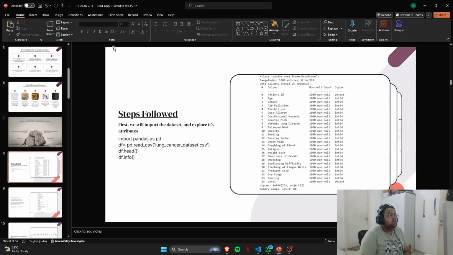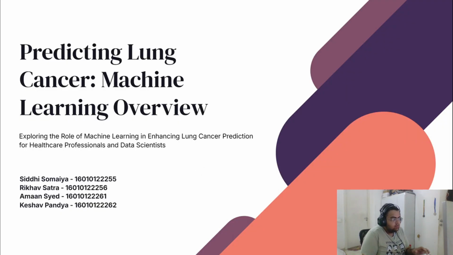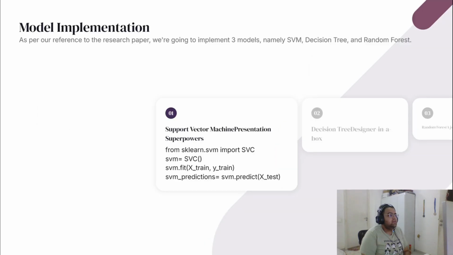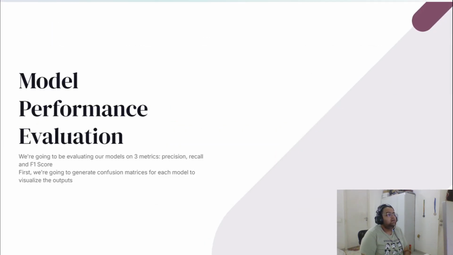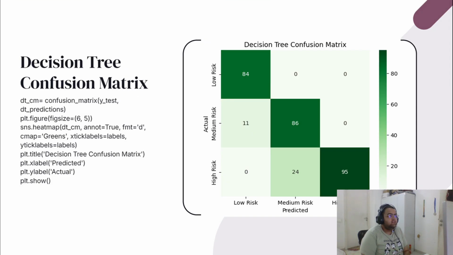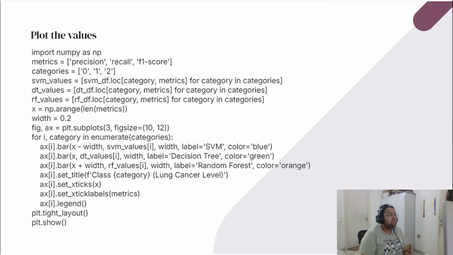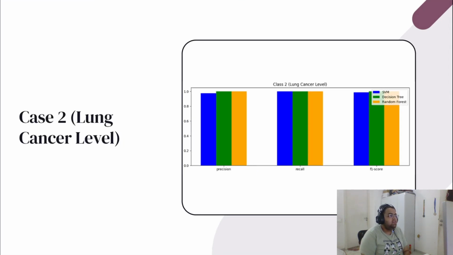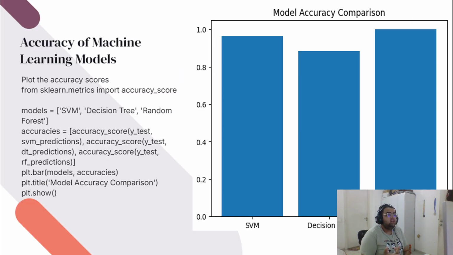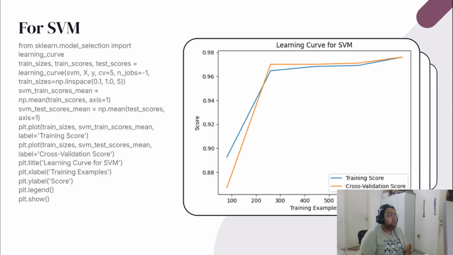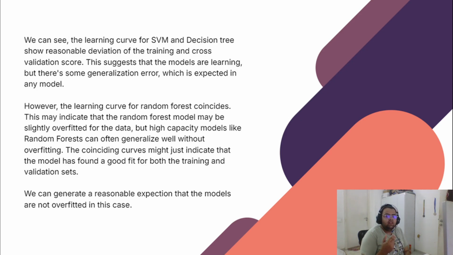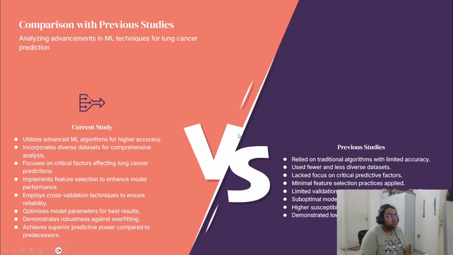So coming back to the presentation, the presentation again shows us the code that we have followed, and displays the confusion matrices. Then we show the plotting values of low, medium and high level risks of cancer. When we test the accuracy of the models, then we again check for overfitting, plot the curves, and derive an output whether or not they are overfitting.